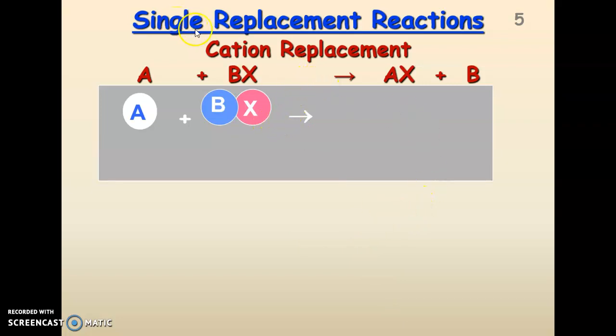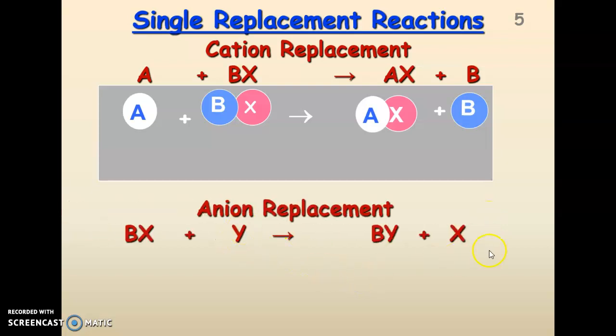Okay, here's a single replacement reaction. In single replacements, one element will replace another, or one ion will replace another. So for example, we got this element A by itself. It's going to come over here and replace element B in the compound. So an element in a compound gets replaced by an element that is not in the compound. Alright, watch what happens here. So more or less A switches places with B. So now A is in the compound with X and B is out by itself.